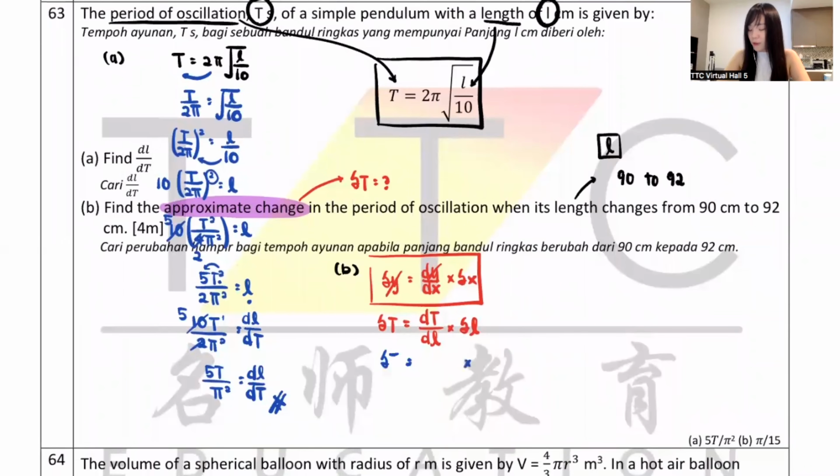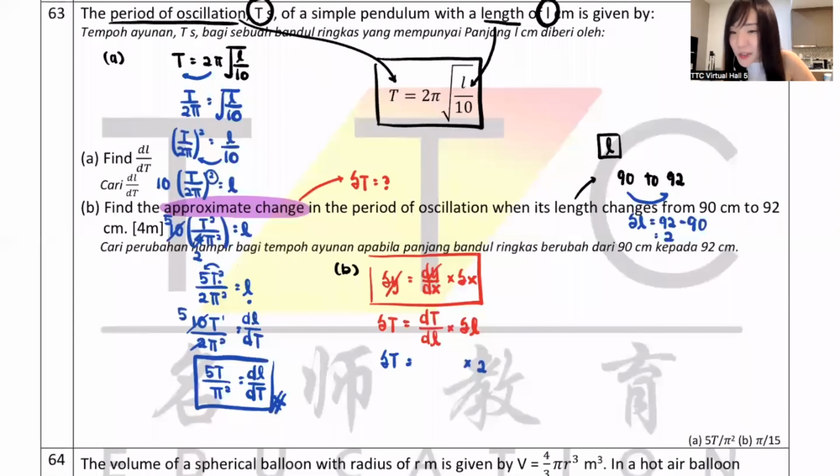Okay, I put delta L first, okay? So my L changed from 90 become 92. My delta L is 92 minus 90. Do you guys getting 2 there? Correct? Next, I need dt dl. How do I get dt dl? You want to differentiate the t, I didn't stop you, or you straight away use the dl dt, which I think is quite easy. Okay? But this question is a bit different.